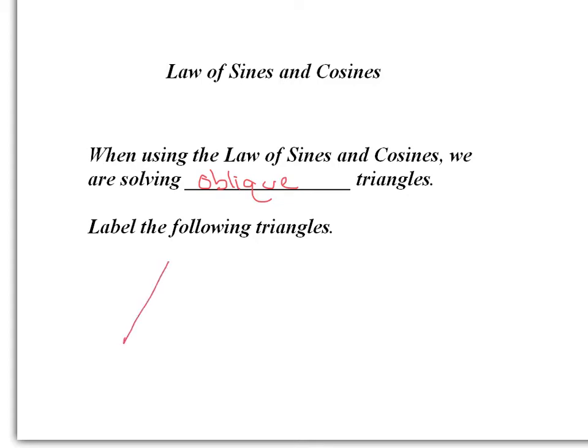So if I have, let's say, an acute triangle, that means all my angles are acute. When we label our triangle, the capital letters A, B, C are going to be my angles. And it does not matter where you put those angles. Across from angle A should be little a. Across from angle B should be little b. Across from C should be little c.